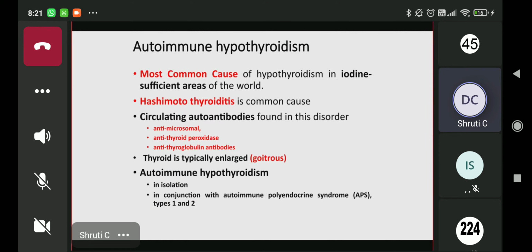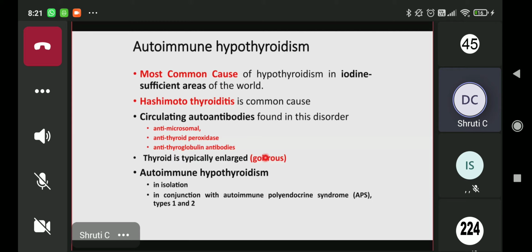Okay. Now coming to this important topic, autoimmune hypothyroidism. Most common cause of hypothyroidism in the iodine sufficient areas. Okay, so in the iodine deficient areas, you will mostly find hypothyroidism, and if the area is iodine sufficient, then most commonly this autoimmune hypothyroidism occurs. And Hashimoto thyroiditis is a common cause. And what are the major antibodies which are found in this disorder? Antimicrosomal, antithyroid peroxidase (TPO), and antithyroglobulin antibodies. And the thyroid is typically enlarged, so this also leads to goitrous swelling.